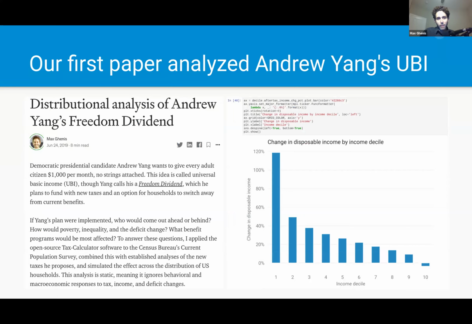Our first paper, our sort of humble beginnings, really rode the wave of Andrew Yang, who was a presidential candidate for the Democratic primary. And he focused his campaign around a version of UBI he called the Freedom Dividend. It was $1,000 a month given to every adult, funded largely by a value-added tax, as well as some changes to other taxes and welfare programs. So we did the only distributional analysis out there of this policy, showing that it is in fact quite progressive, with the bottom decile over doubling their income and the top decile losing out.